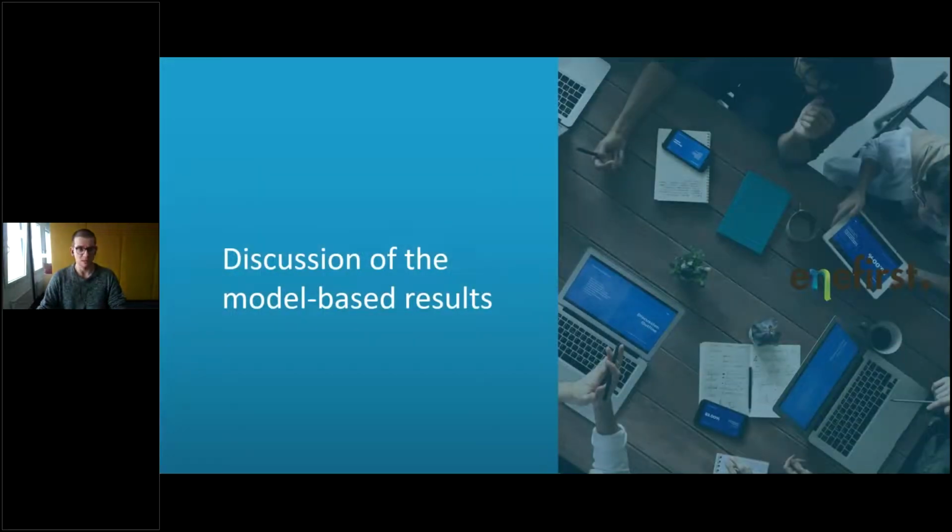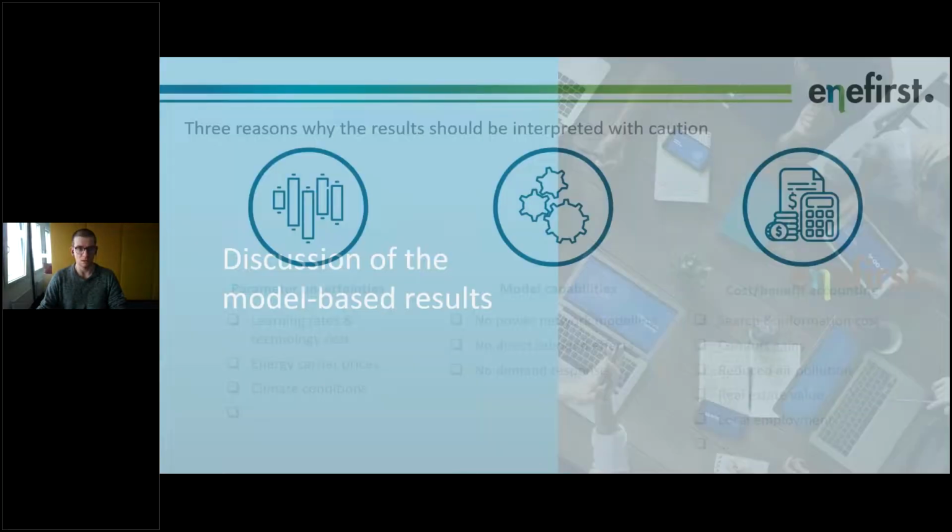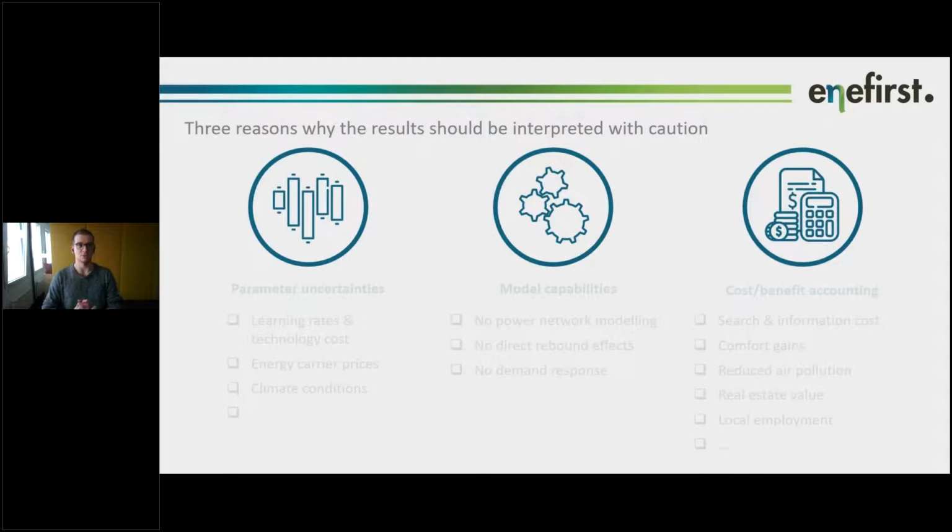I'm going to speed up things a little. Here is a brief discussion of these outcomes, or why these results should be interpreted with caution. One thing that we already mentioned is uncertainties. So of course, we do not know the future cost of each and every energy carrier. There's uncertainty about climate conditions, about energy carrier prices, technology costs, etc.